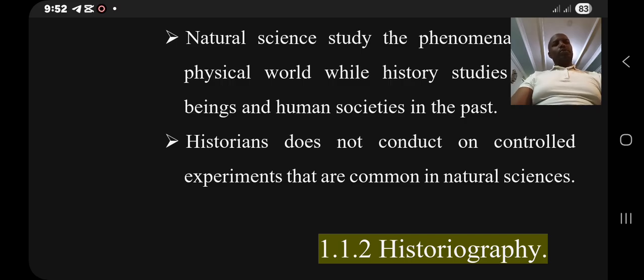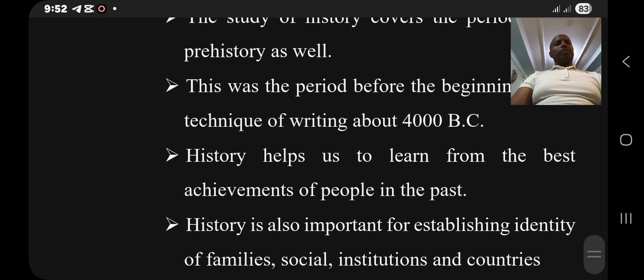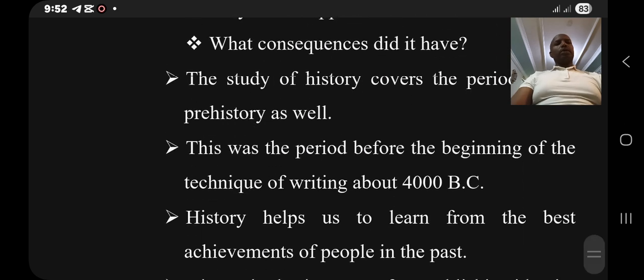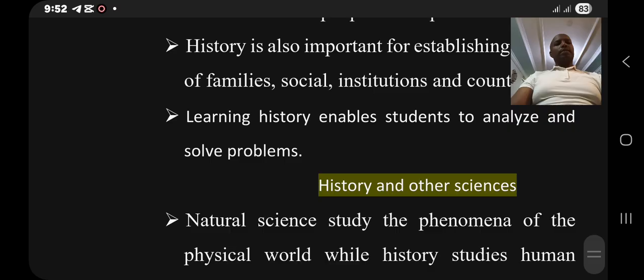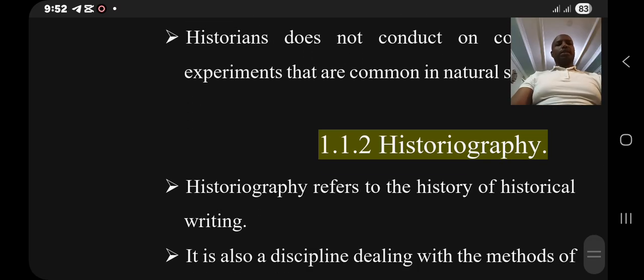So it's better to start the second idea, what we call historiography. Historiography refers to the history of historical writing. Historiography means the history of historical writing, that is, when the writing of history was started. This idea is answered through a discipline known as historiography.